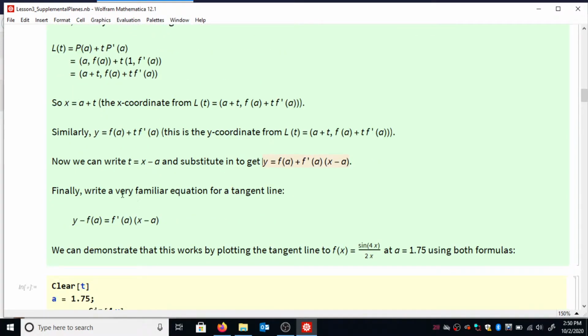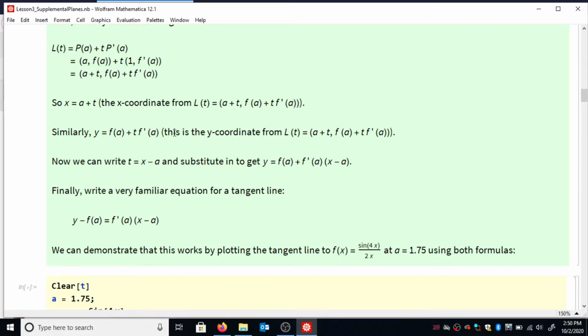Oh, look at that. That's our really familiar equation for a tangent line from our previous calculus course. This is just point slope form. y minus y1 equals m times x minus x1, where our x1, y1 is our point of tangency, a comma f of a, and our slope, m, is f prime at a. Oh, so we just rederived the formula that we knew from our previous calculus course.